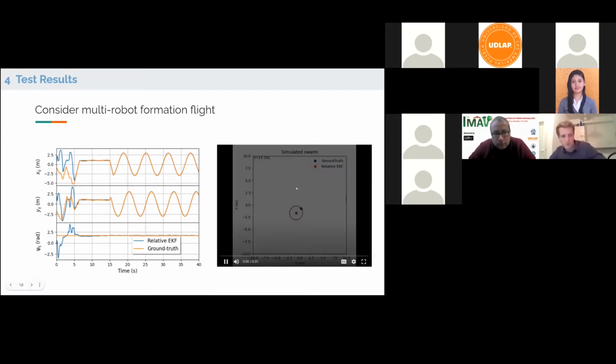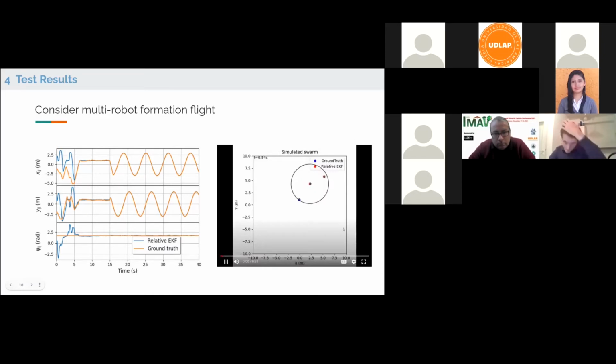So here's the test video. After 15 seconds, the follower decided to do the circle trajectory around the leader because of the second cost function of the nonlinear model predictive control.